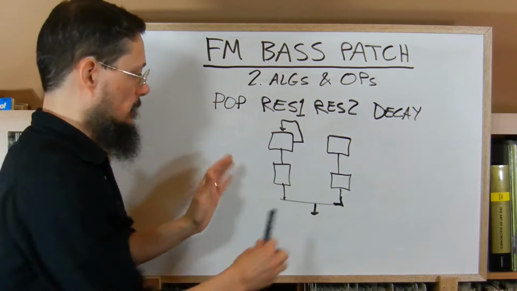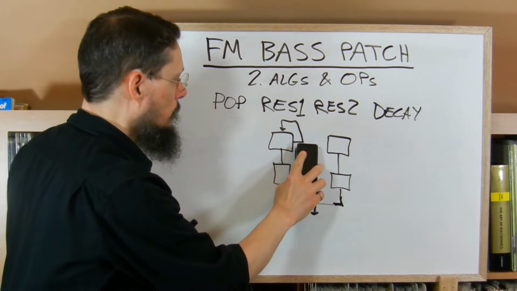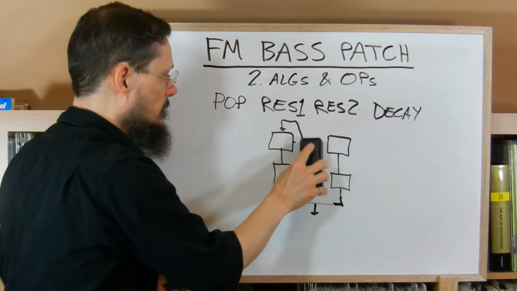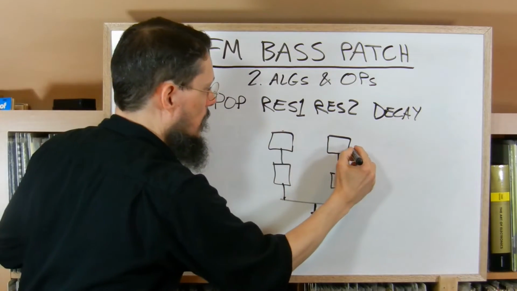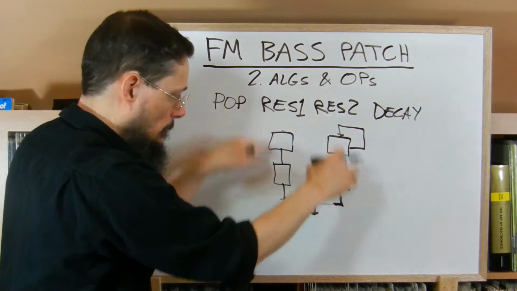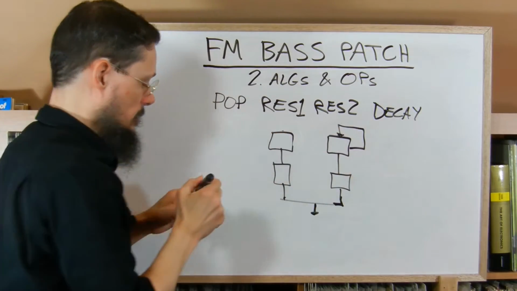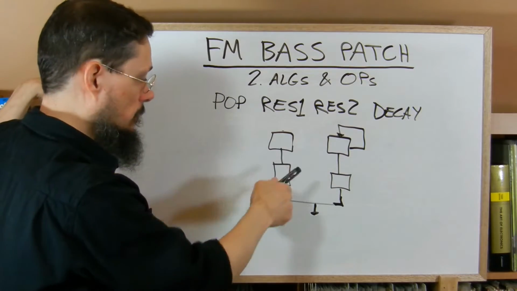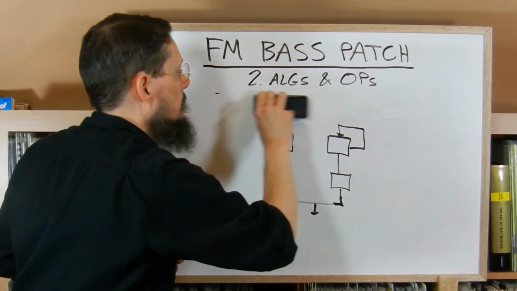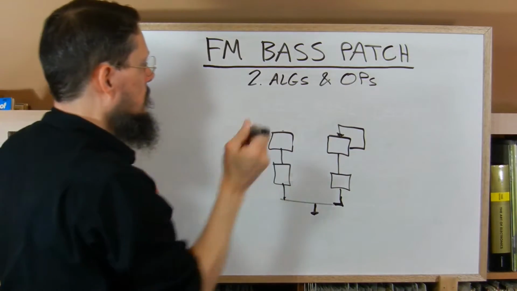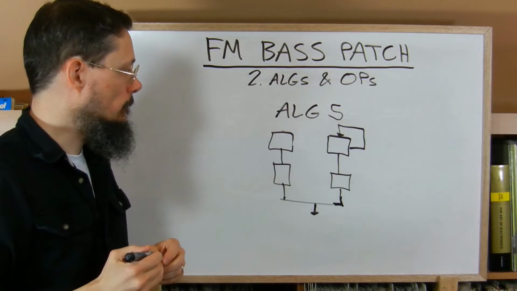Algorithm 5 on the DX11 actually has the stacks in the other order, but it doesn't really matter which order. So I'm just going to flip the stacks. It doesn't matter which order you draw them in because they both play at the same time. Basically, they play down and then you hear the output. So putting the feedback on this one instead of this one is equivalent to the drawing I had just a moment ago. And here I'll remove these legends because they don't really make sense. So this is algorithm 5 on the DX11.